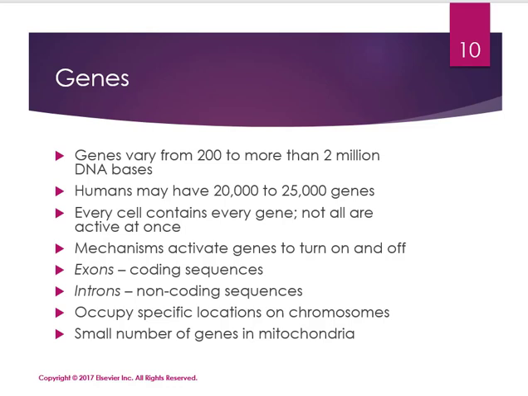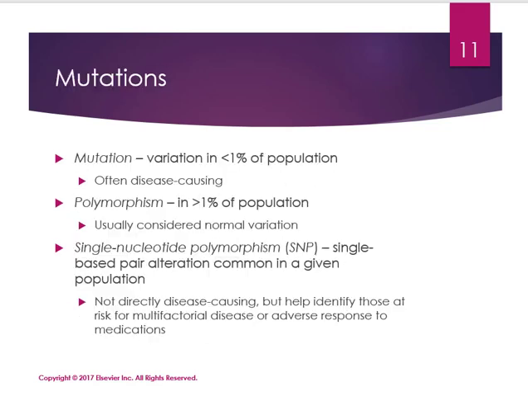So we talked previously about an allele, and these are regarded as a mutation when a genetic variation is found in less than 1% of the population, and these are often disease-causing, or a polymorphism when it's found in greater than 1% of the population, and these are usually considered normal variations.